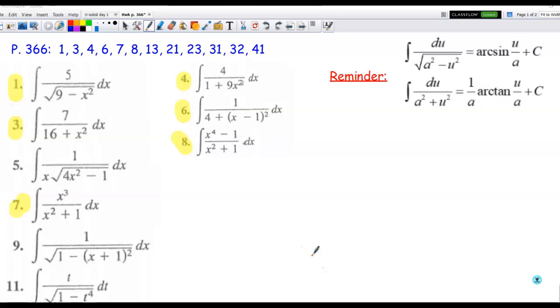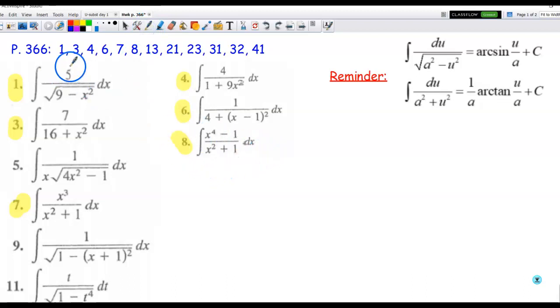Let's take a look at the problems on page 366, and one of the primary foci of this particular set of problems is to think about the inverse trig integration. And I put a little reminder up in the right hand corner. Hopefully those formulas are starting to stick into your brain. So we will be using those, but this set does not just include inverse trig integrals. It also includes some other things. So we have to analyze each situation to figure out the best way to move forward. So let's go ahead and jump in.